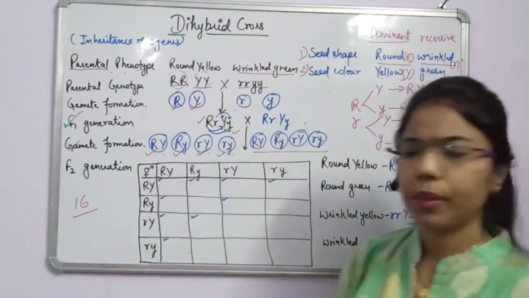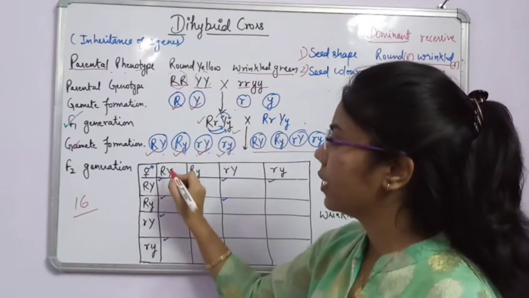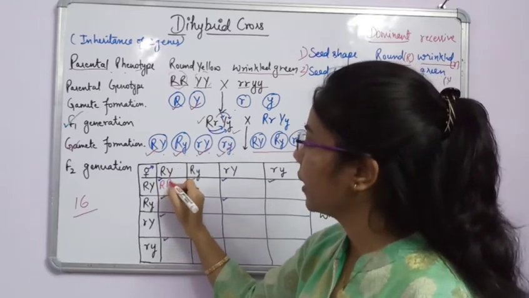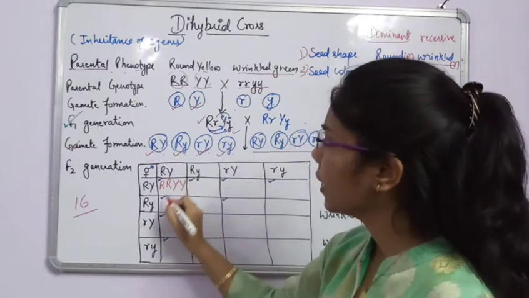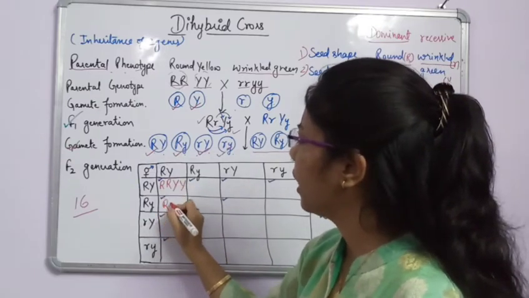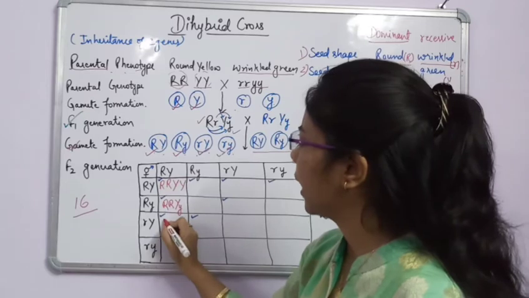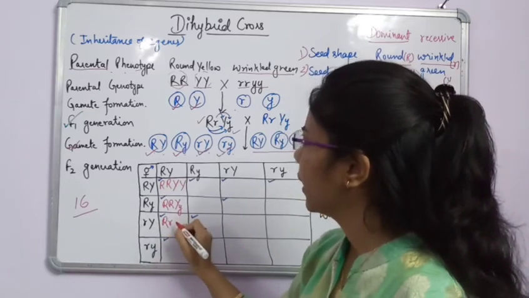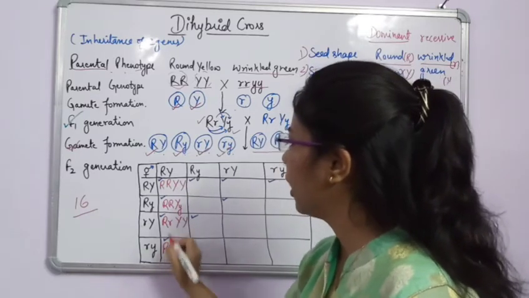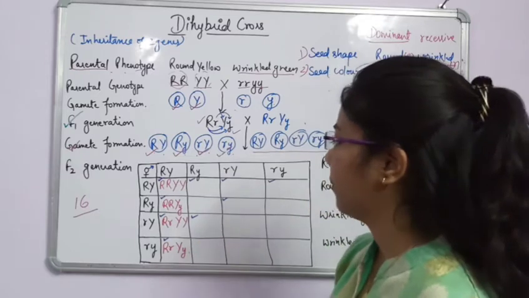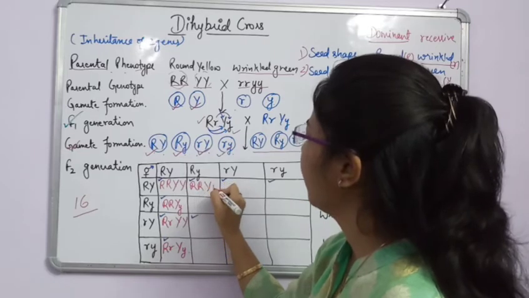Now we will make the combination. How we will make the combination? When this capital R will cross with this capital R, what it will form? Capital R, and here capital Y and capital Y. Okay. Now like this, what we will do? Capital R, capital Y and small y. And again capital R, small r, capital Y and capital Y. Like this, capital R, small r, capital Y and small y.